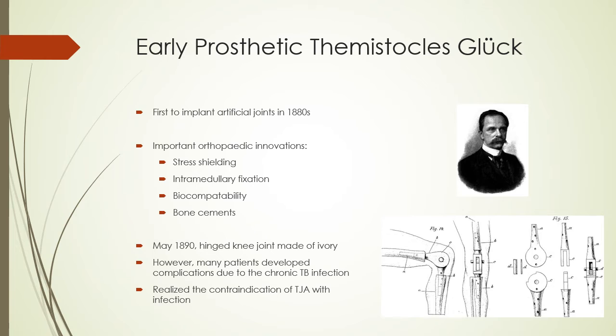In 1890, Dr. Gluck implanted a hinged knee joint made of ivory, but these patients developed complications due to chronic TB infection. If you remember, Dr. Clark did a lot of surgeries replacing joints for TB patients. But this helped him later realize there is a contradiction of TJA, total joint arthroplasty, with infection. So you're not supposed to implant in patients with active infection.